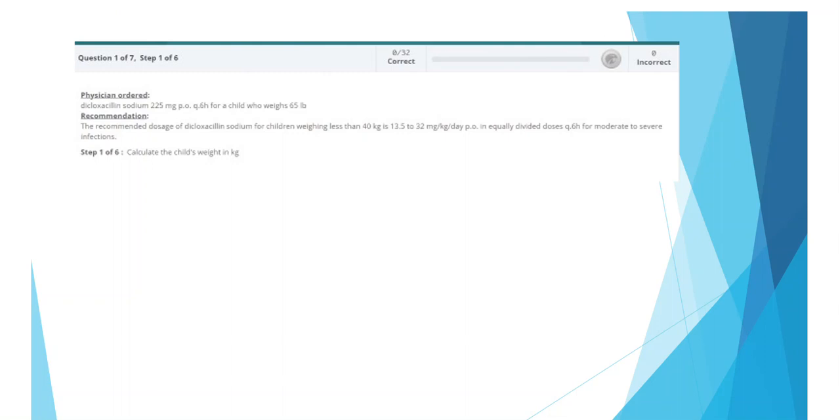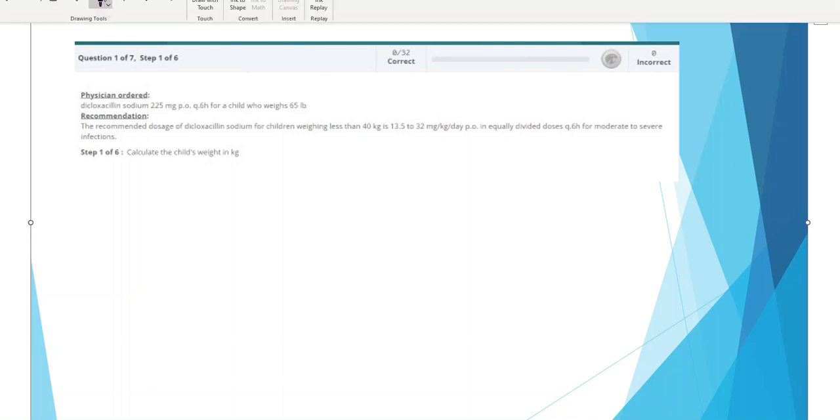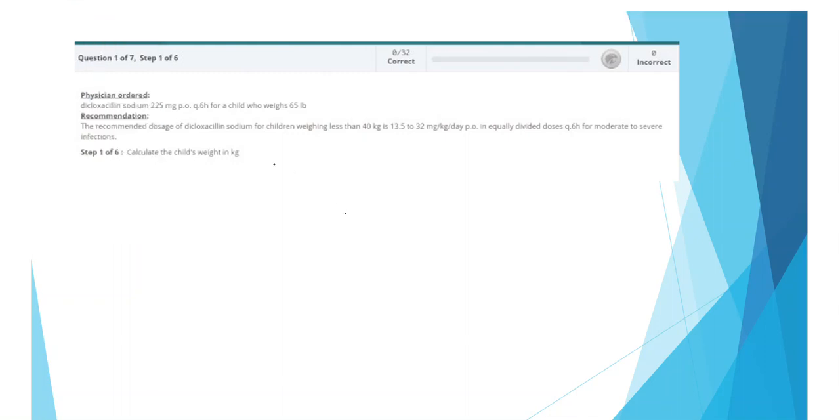So in this first part, we've got to be careful and look at what the question is asking for. If we read the question, it is asking to calculate the child's weight in kilograms. Notice our child's weight is in pounds. So before we do anything else, before we look at the recommended dosage, we have to get the child's weight into kilograms, because the dosage is based on their weight in kilograms.